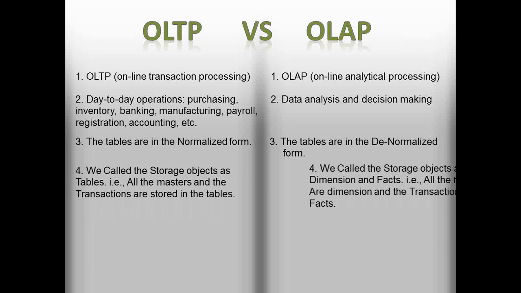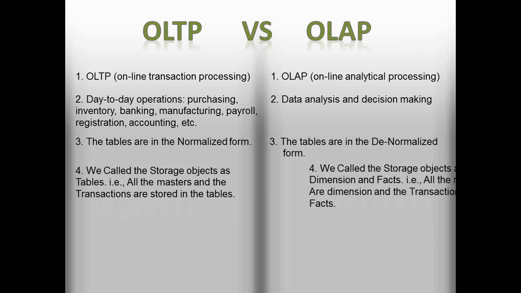These are set of rules to create the database table structures in terms of OLTP and OLAP system. Right? And we call the objects as tables. All the masters and transactions are stored in the tables in the OLTP. Whereas in data warehouse, we call it as dimensions and facts. All the master information will be stored in the dimensions and transaction information will be stored in the fact tables. We have split the data in two formats, masters and transactions.